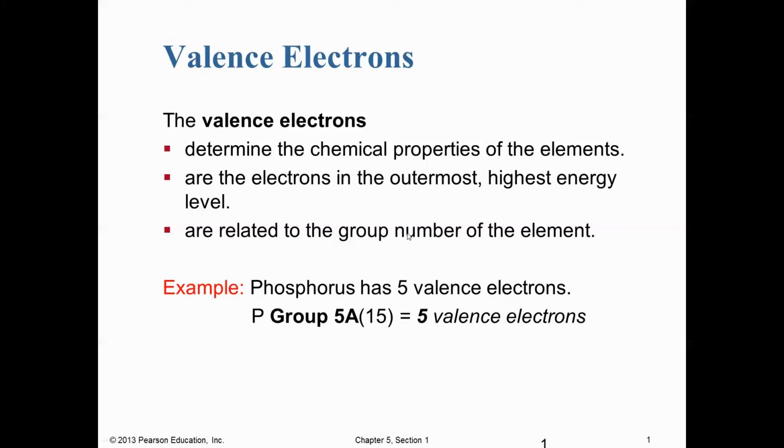Hello and welcome to the Octet rule, ions, and naming ionic compounds activity. So chapter 5 is the first chapter where we start to deal with compounds. And compounds are going to be the result of bonds forming. So how do bonds form?